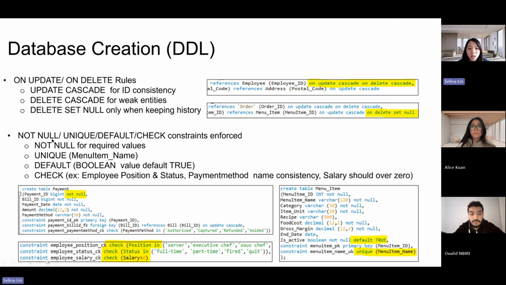And for our data quality, we use NOT NULL for almost all our attributes, and we use UNIQUE for attributes such as menu item name and table number per branch. And we use DEFAULT for Boolean flags such as is_active. And also we use CHECK constraints for employee position, status, and payment method to keep consistency.